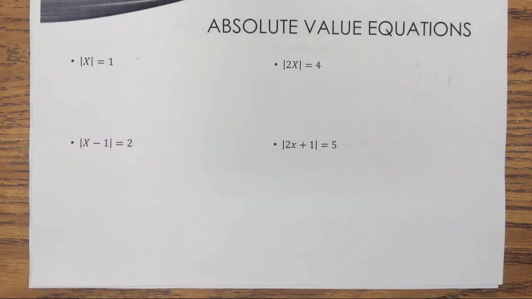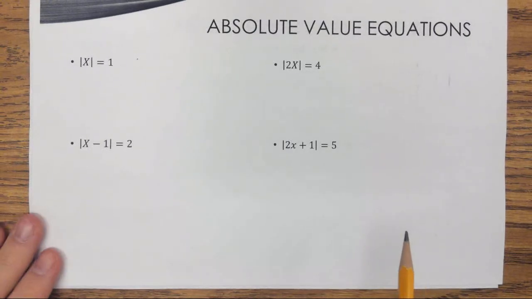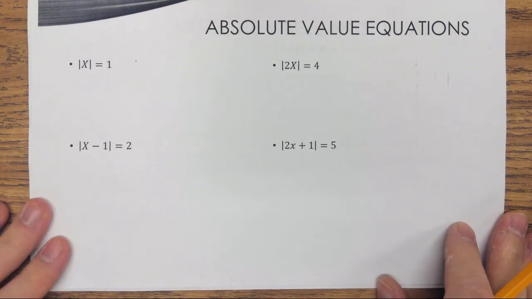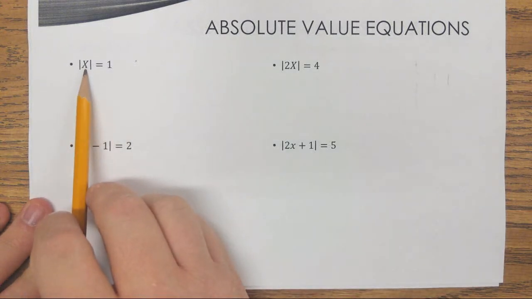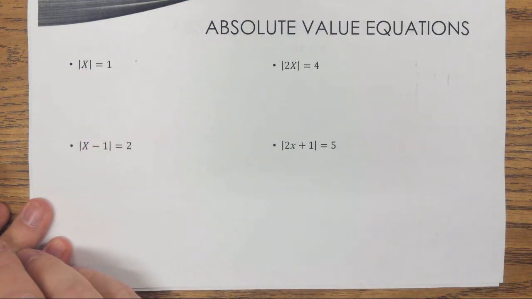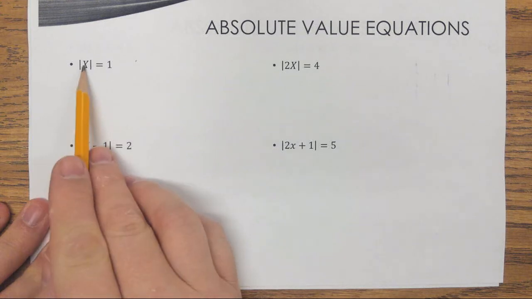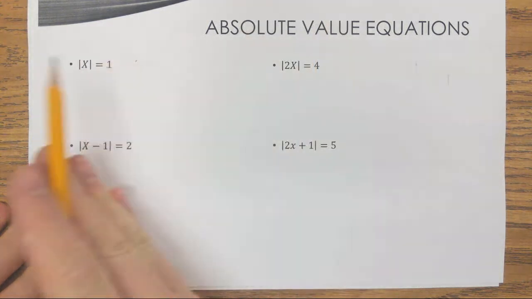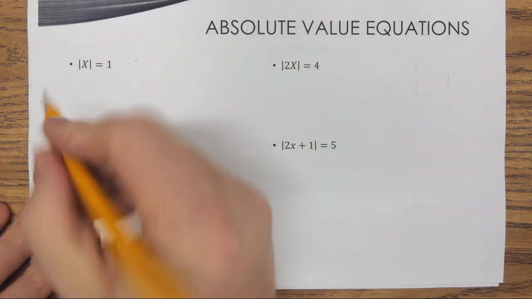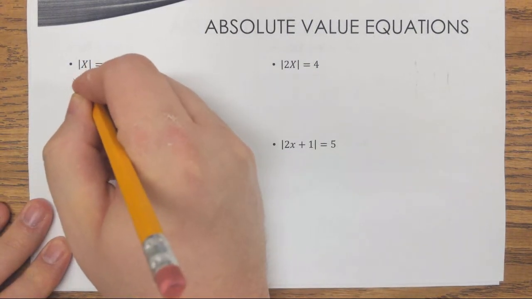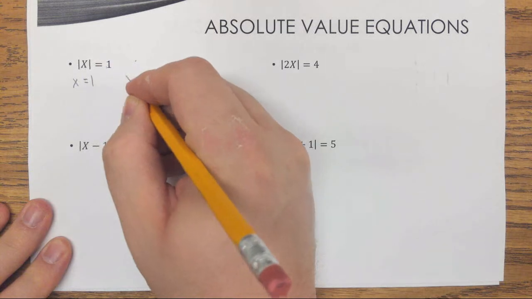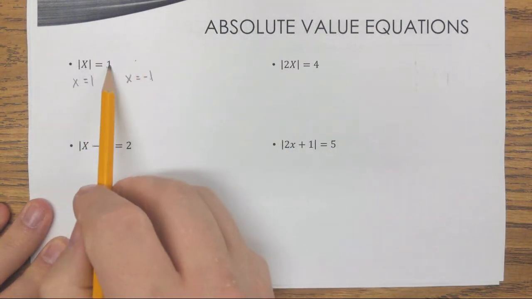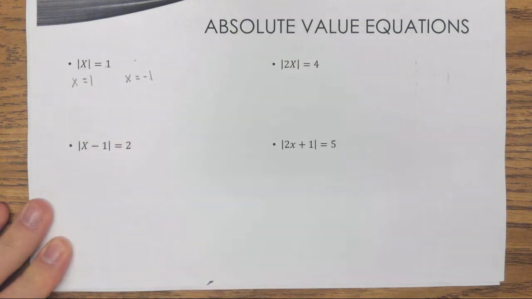Okay. Now let's look at some absolute value equations. This is different from other equations because when we talk about absolute value equations, we have to think about both the positive and negative, because this says the absolute value of x is equal to 1. Well, there's two solutions to that. We've got x equals 1 and x equals -1, because both of these are exactly 1 away from 0.